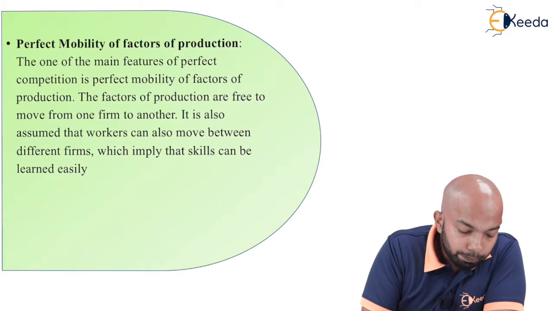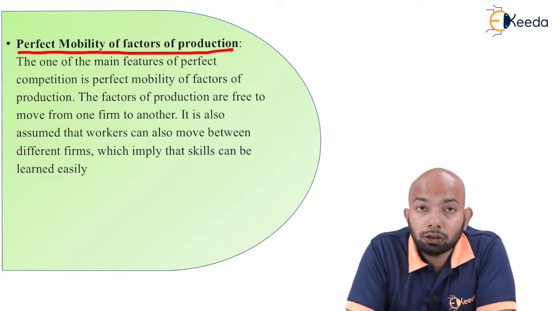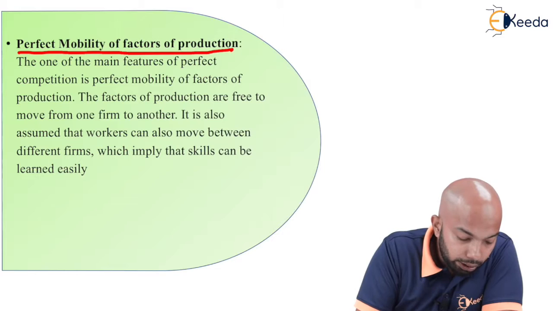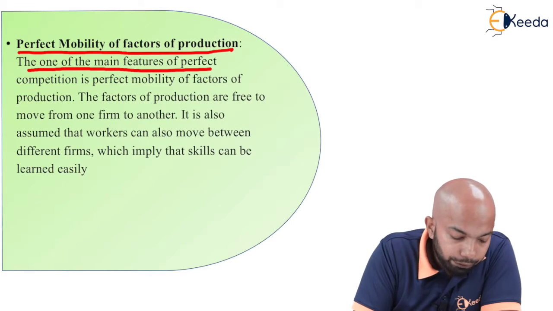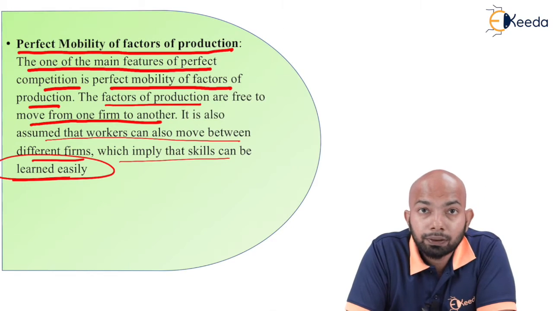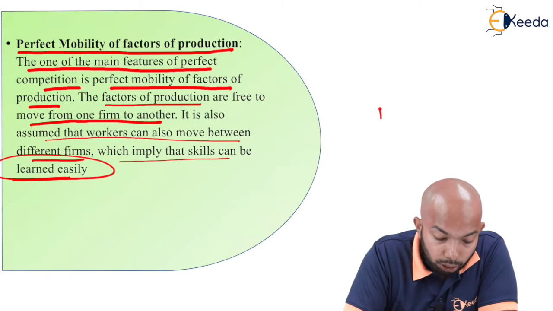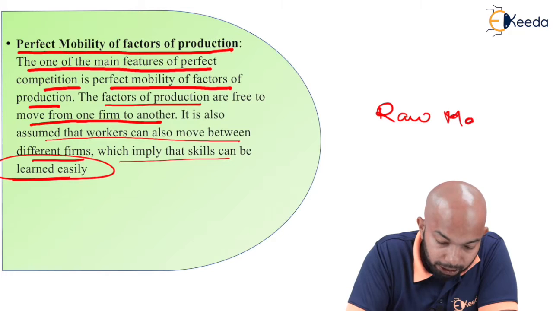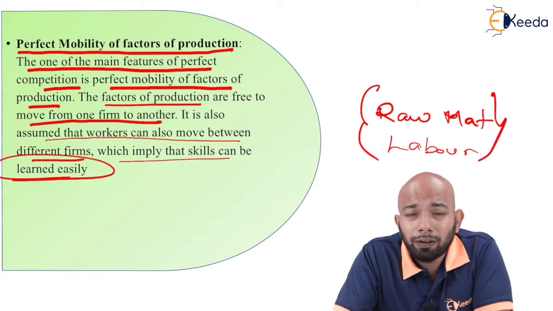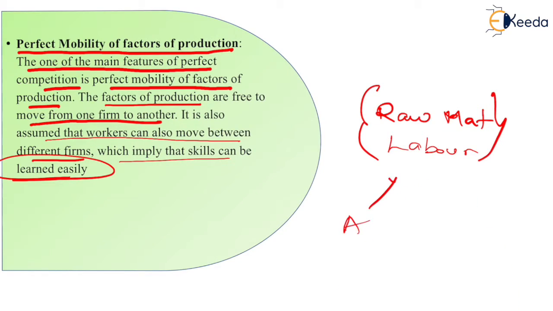The next one refers to perfect mobility of factors of production. What is perfect mobility of factors of production? Mobility is movement. One main feature of perfect competition is perfect mobility of factors of production. The factors of production are free to move from one firm to another. It is also assumed that workers can move between different firms, which implies that skills can be learned easily. Factors of production may be raw material, labor, all these things, and they can move from firm A to firm B.